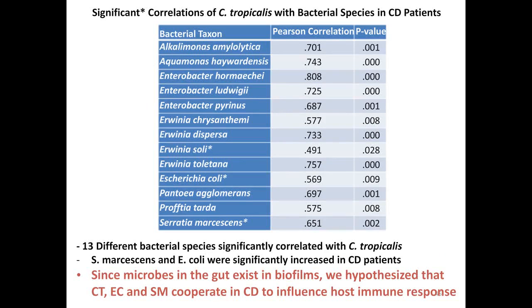Now, since Candida tropicalis was elevated, we looked at what sort of bacteria are correlated, and we found 13 different bacteria there. Here we focused mainly on E. coli and Serratia marcescens, because they are not only correlated to Candida tropicalis, but also they were increased in CD patients. And we hypothesized that Candida tropicalis, EC, and SM cooperate in CD to influence the host immune response, particularly in the setting of biofilms, because as you know, organisms in our gut are not just free-floating, they form biofilms and they live inside them.